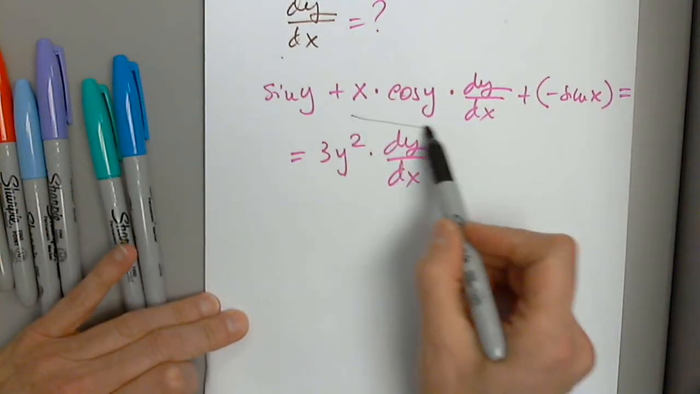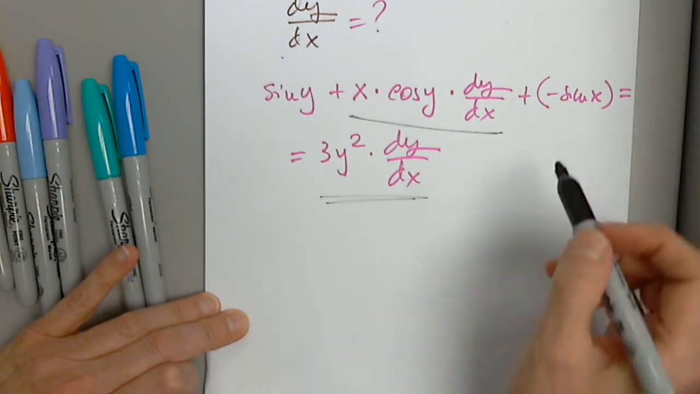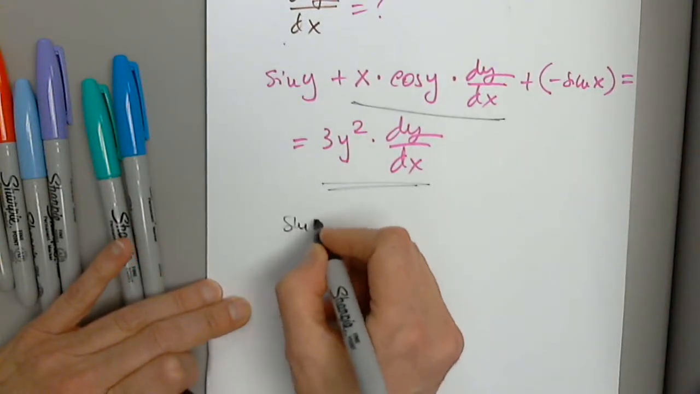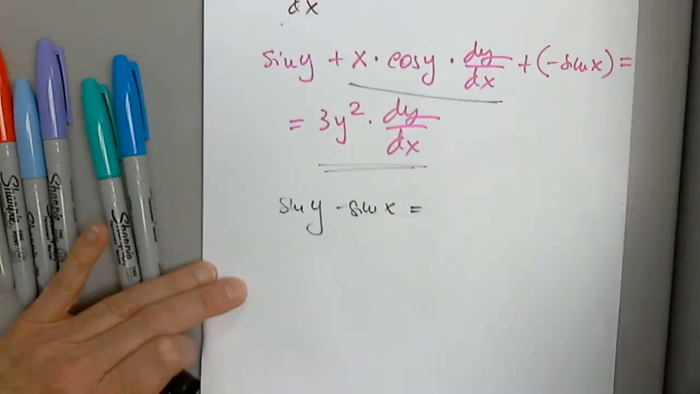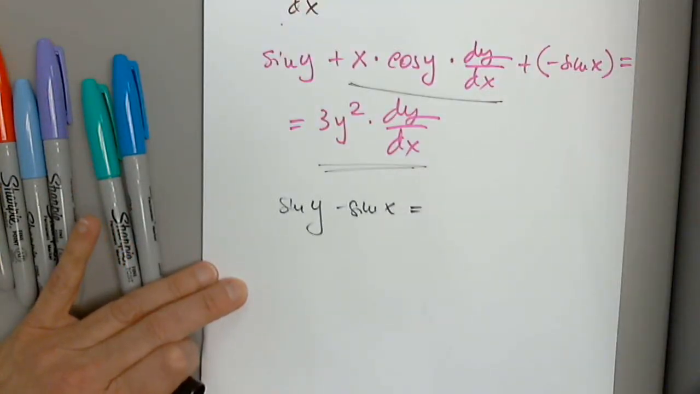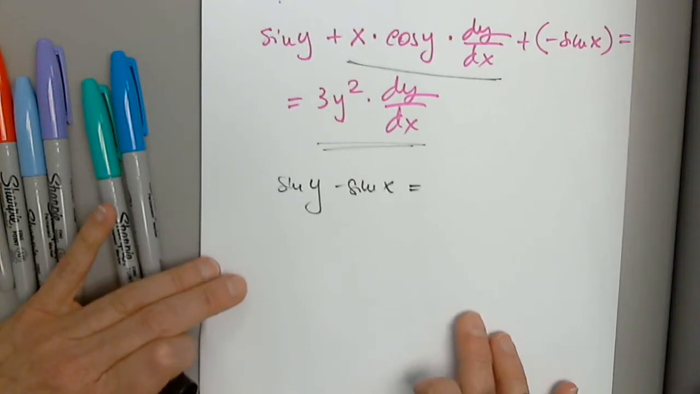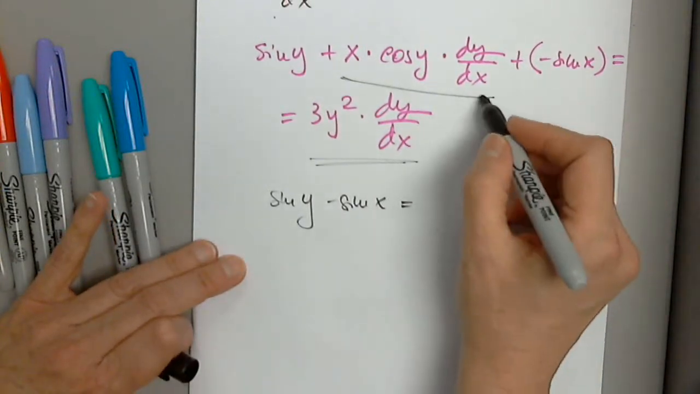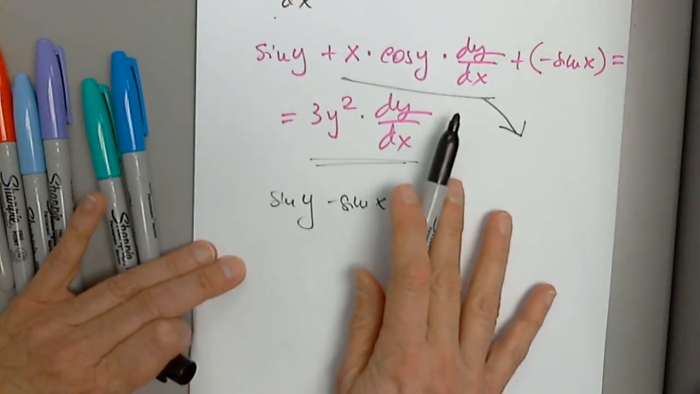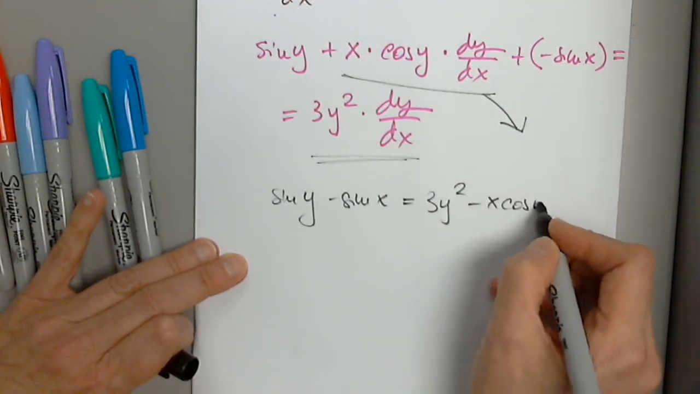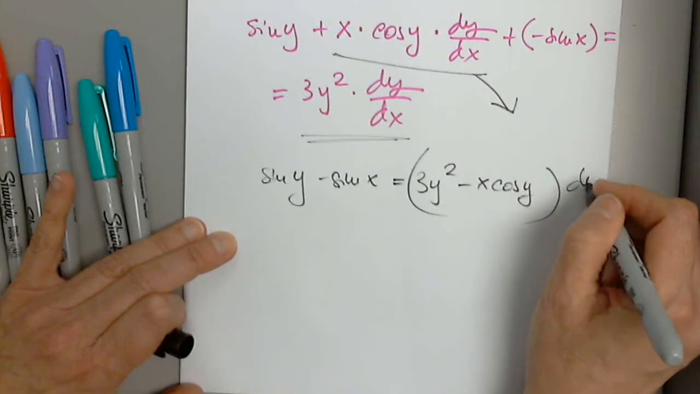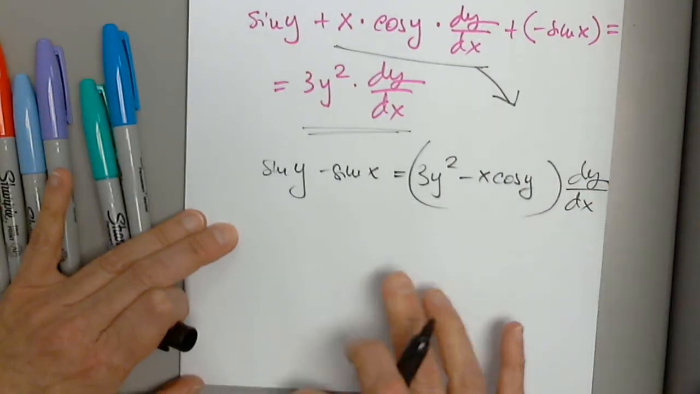Good. So now we know we are after these two terms. So the left-hand side will be sine y minus sine x. If you look in your notes, I'm sure this is a problem we've covered in class, or very similar. When I move this term to the other side, I will factor out dy over dx. So I have 3y squared minus x cosine y, and I pulled out dy over dx.